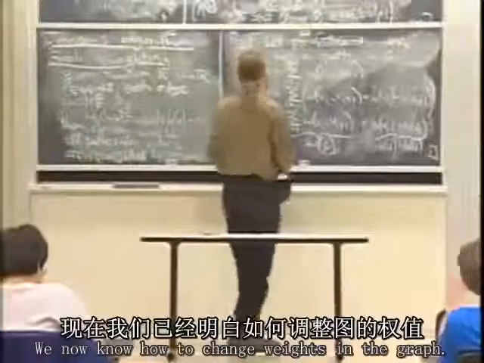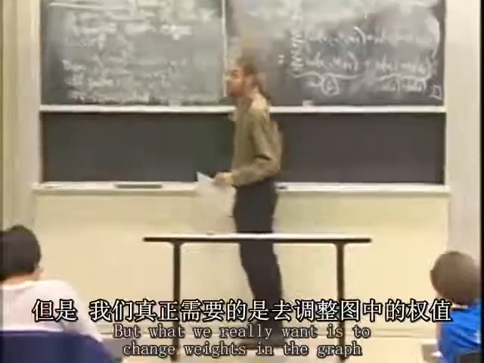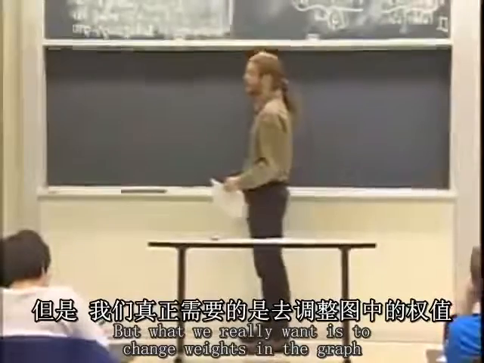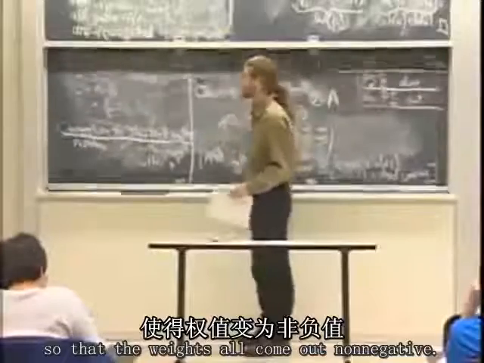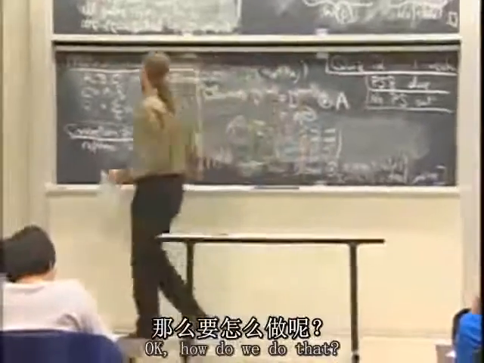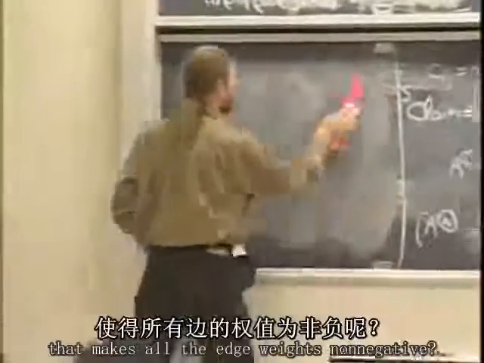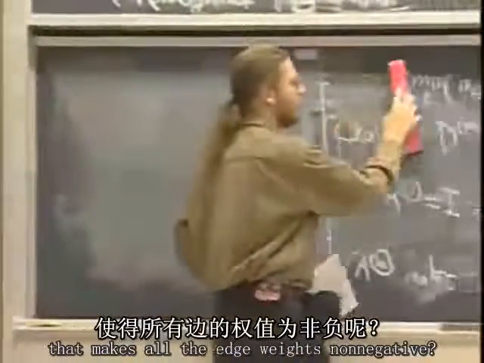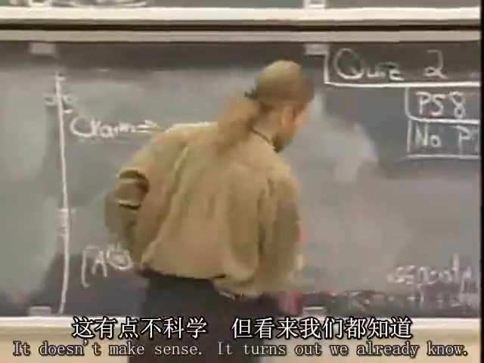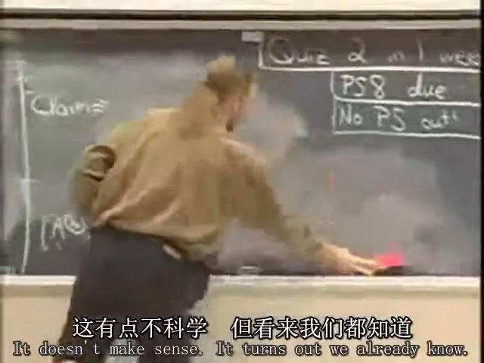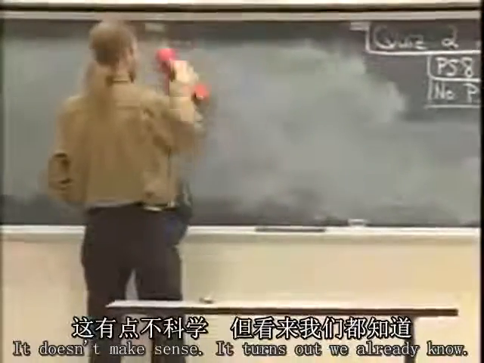We now know how to change weights in the graph. But what we really want is to change weights in the graph so that the weights all come out non-negative. OK, how do we do that? Why in the world would there be a function h that makes all the edge weights non-negative? Doesn't make sense. Turns out we already know.